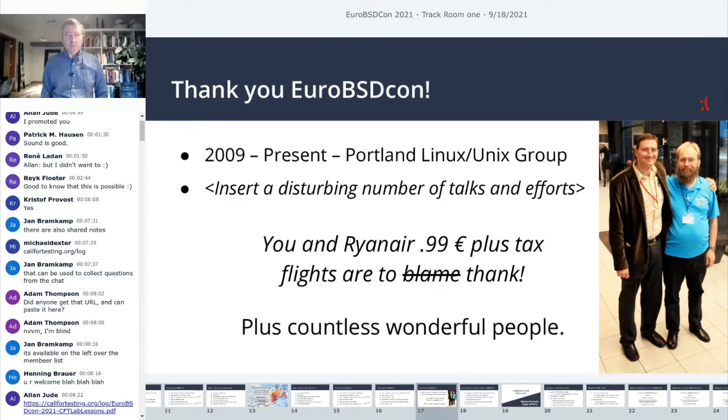I then returned to the US, and I've been organizing the Portland Linux Unix Group for about 150 plus speakers for over a decade. And then additional things such as BSDcan and AsiaBSDcon and OzCon and you name it, a number of things. So thanks to Ryanair 99 euro cent plus tax flights and essentially EuroBSDcon and the influence and the wonderful, wonderful people, I have been set down a rather unique path, and I hope some of you have benefited from that craziness. Paul, may you rest in peace. I miss you dearly.